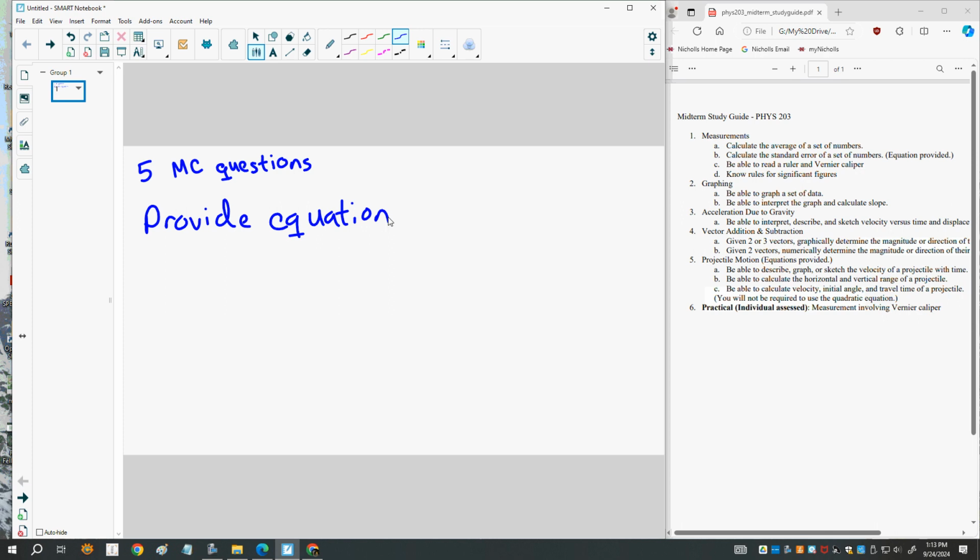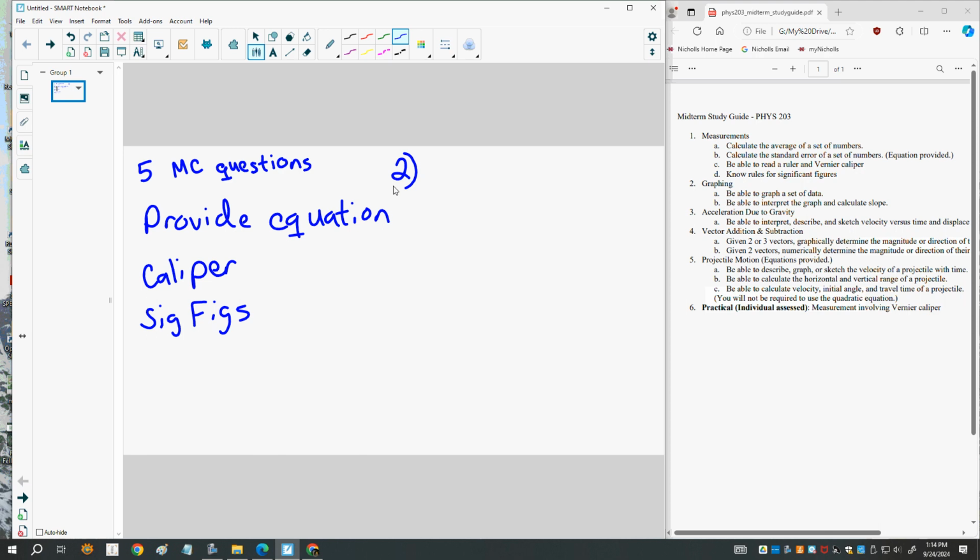Be able to read a ruler and a vernier caliper. Now, for the caliper, there might be a question on the free response part of the exam or on the multiple choice part. We had questions on both, but also we will have a practical. So there will be a practical that will involve reading the vernier caliper. I'll give you some object and ask you to measure one or more dimensions on that object. So know how to use the caliper, and then also know the rules for significant figures. I'll probably give you some operation that you have to do and find the appropriate significant figures like we did in Physics 101. The second part is about graphing, and that's really important.